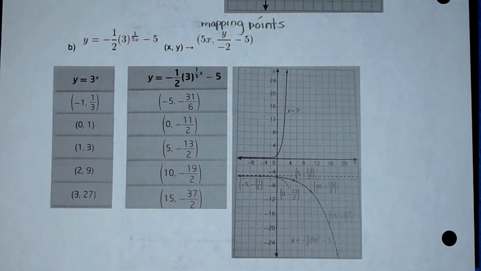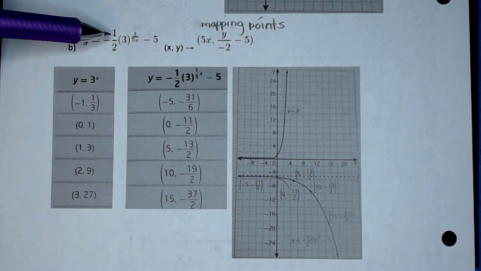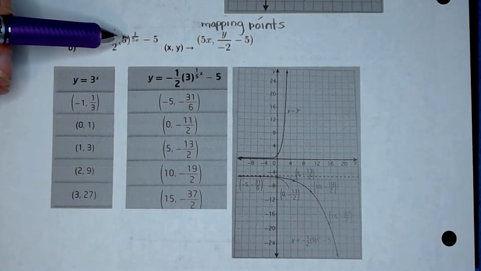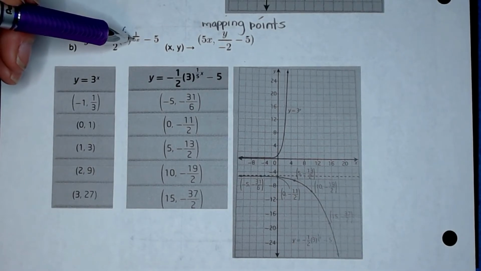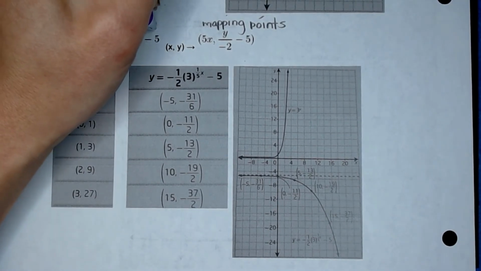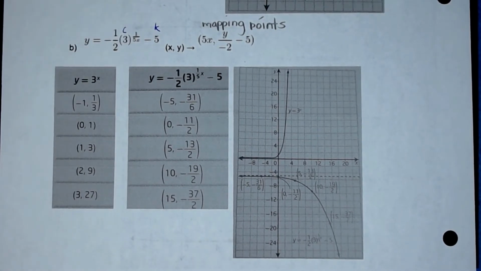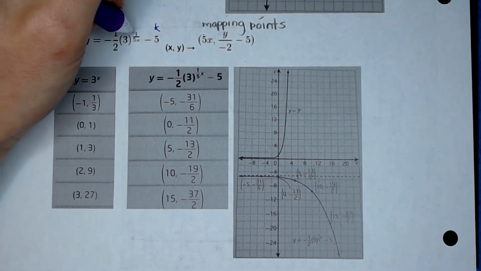The next example, it looks really scary, but just look for your a, b, h, and k and write out your mapping points. And then once you have that, you will be able to do a really good job of that. So we have negative 1/2 times 3, this is our c, our base function, to the power of 1 over 5x minus 5. So here is your k value. There's no h value here. There's no shift, but there is a b value, which is 1 over 5.